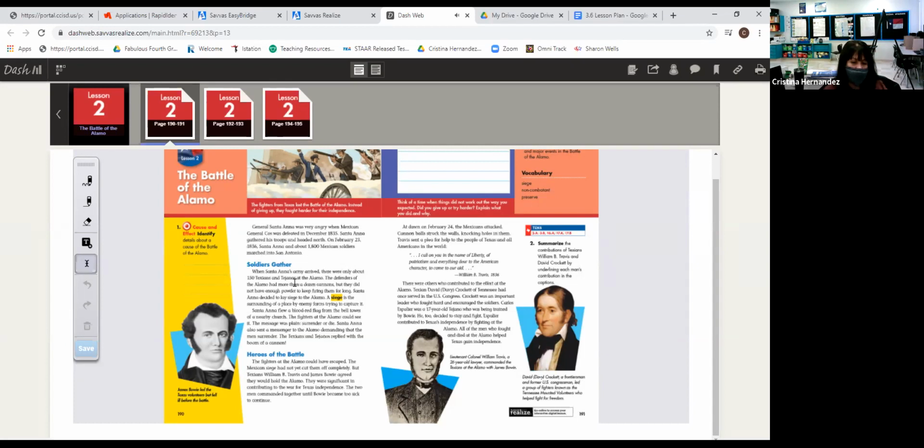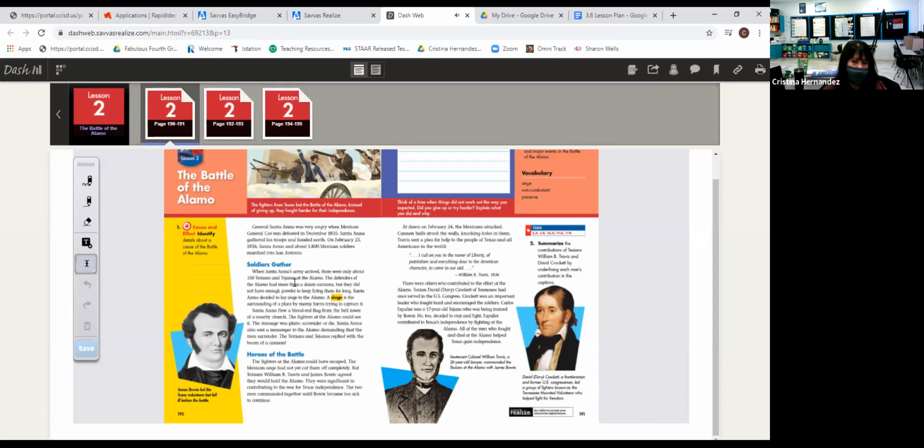Santa Anna flew a blood-red flag from the bell tower of a nearby church. The fighters at the Alamo could see it. The message was plain: surrender or die. Santa Anna also sent a message to the Alamo demanding that the men surrender. The Texians and Tejanos replied with the boom of a cannon.